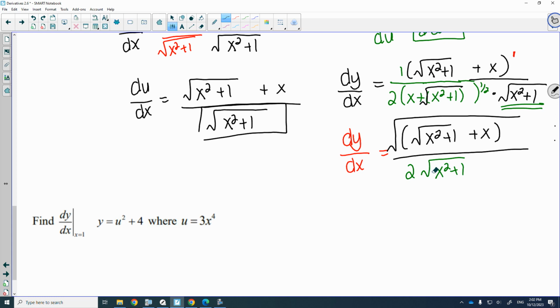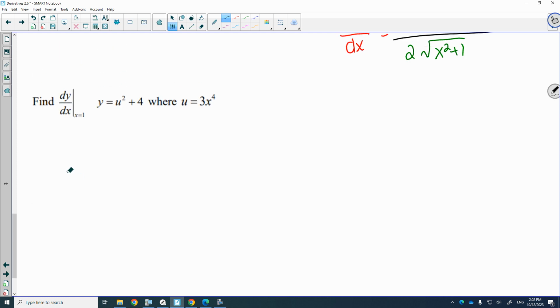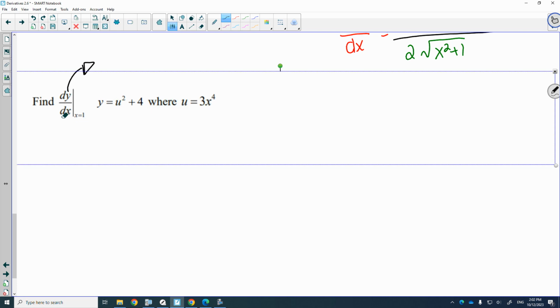Okay, let's end with a different style of question, and then I'll show you an AP question from an old AP exam. So what this is saying, it says find dy dx when x is equal to 1. So we know that dy dx is the derivative. So what it wants me to find is the derivative when x is equal to 1. So dy dx is the derivative. Find the derivative when x is equal to 1.